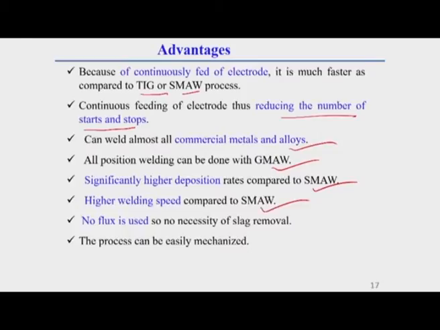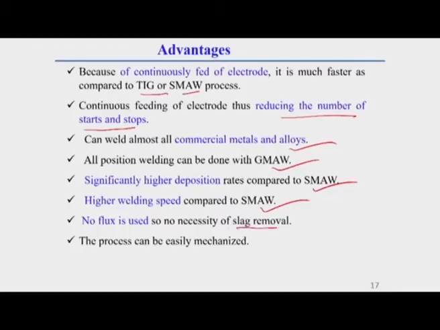Here we are comparing with other welding processes. Compared to SMAW welding, we get a higher deposition rate and higher welding speed. As in the case of SMAW we are comparing, there is no flux used, so no flux removal operation is required. Then this process can be easily mechanized. So there are a lot of advantages over TIG or SMAW welding in this technique.